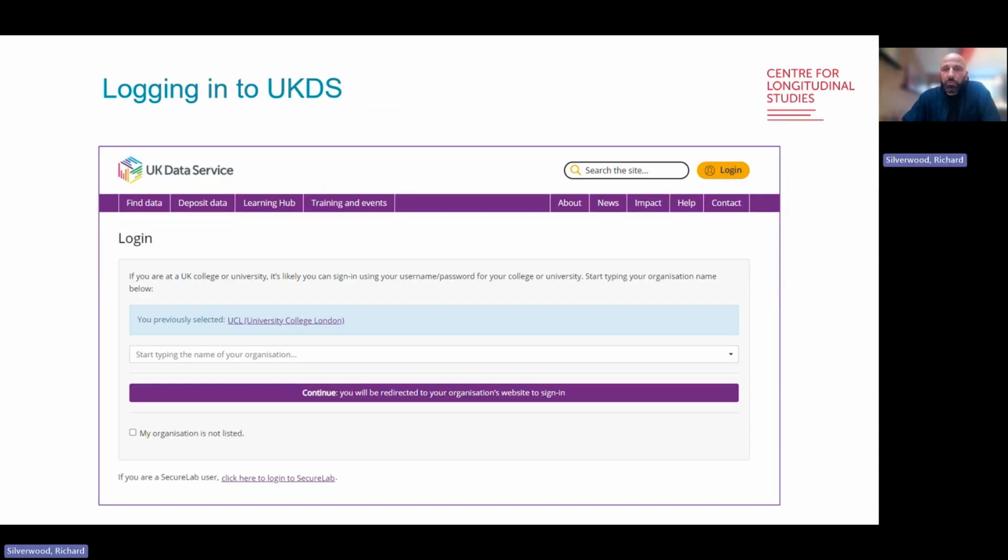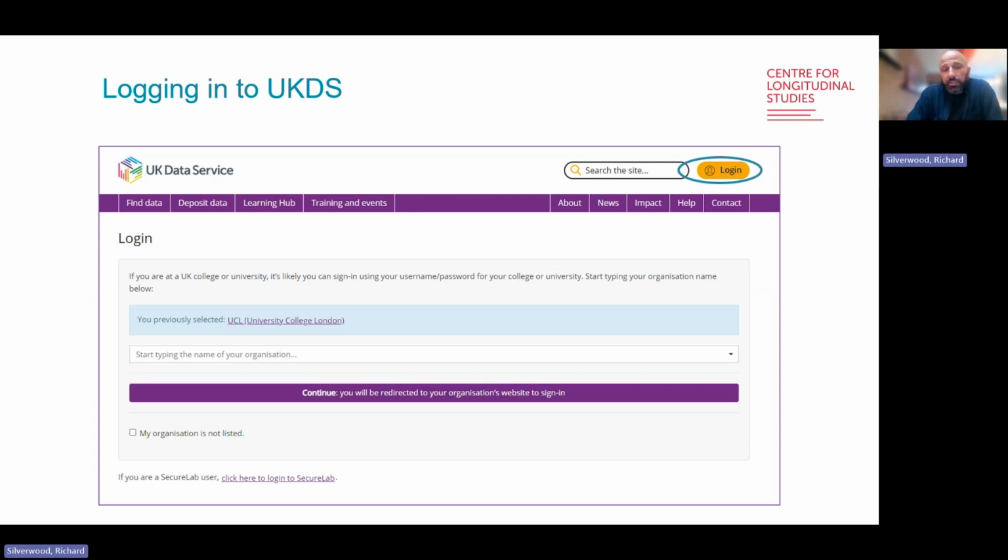Okay, so I'm going to go through now how you would go about accessing some of this lower risk data under an end user license from UKDS. On the UKDS website here, I think it's best to first of all log in before you do anything else. Login button on the top right. And as it says here, if you're at a UK college or university, it's likely that you can sign in using your username and password from your college or university. So for many people, that's the way that you do it.